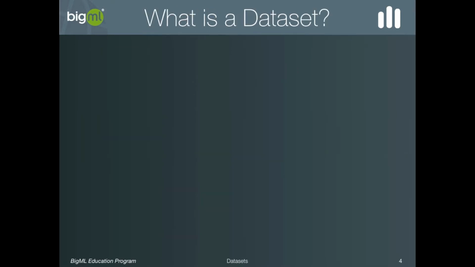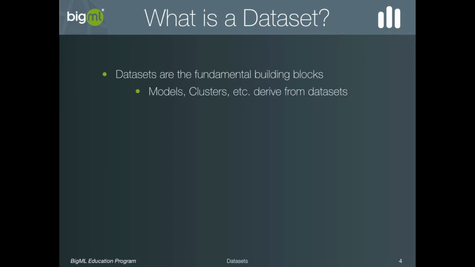So, what is a dataset? Datasets are the fundamental building block of all resources in BigML. Models, clusters, anomaly detectors, everything except sources derive from datasets. And speaking of sources, they can only create datasets. That is, once the field types have been verified in the source step, you will typically create a dataset, and all further analysis you perform will return to the dataset. You don't normally go back to the source unless you need to upload fresh data.